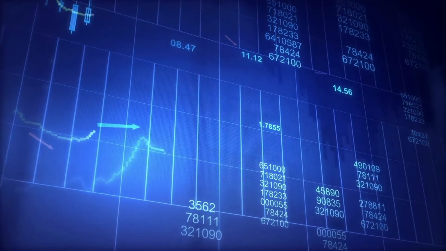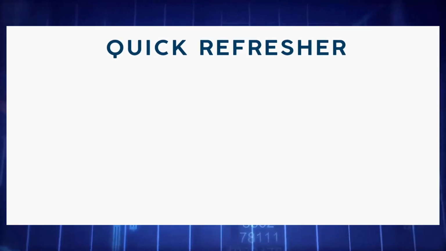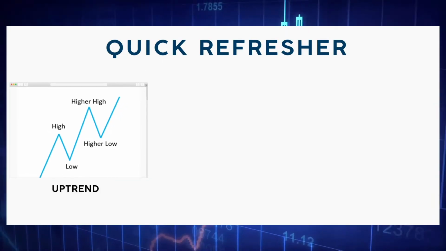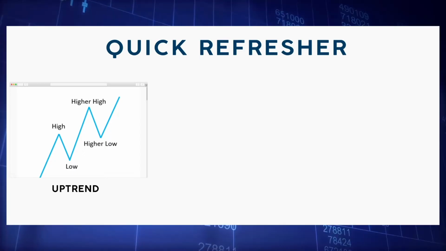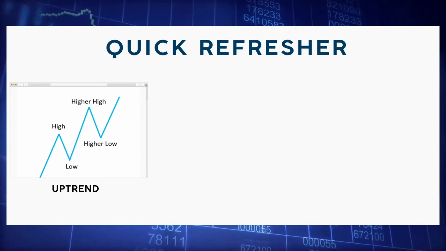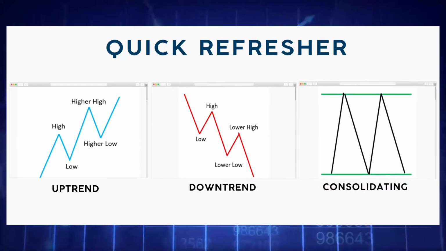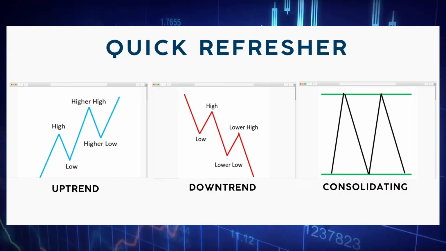As a quick refresher, just so that you are crystal clear and do not take what I say out of context, a market is said to be trending upwards when price is making a series of higher highs and a series of higher lows. And of course, the opposite is true. A market is said to be trending downwards when you see price making a series of lower highs and lower lows.